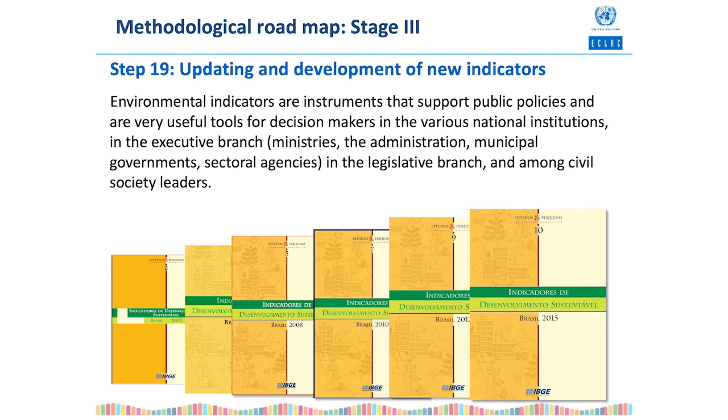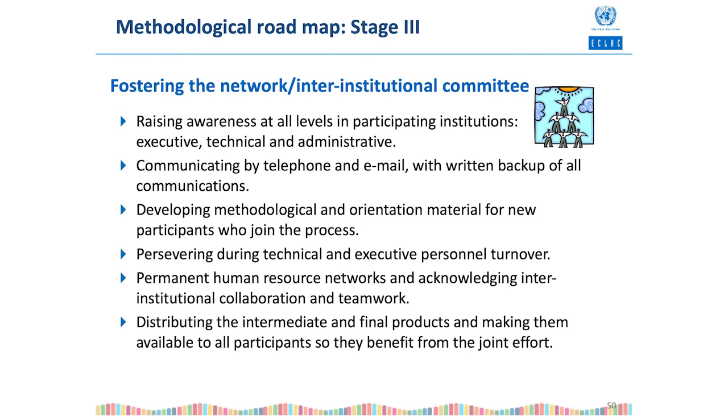So step 19 is the updating and development of new indicators. The environmental indicators support public policies in the main and are useful tools for decision makers in various institutions. In this way, for promoting these indicators, it would be helpful to have their input in updating and developing new indicators as new public policies are generated. So we want to emphasize the fostering of the network of institutional committees so that we can raise awareness at all levels in these institutions, whether at the executive, technical, or administrative level.